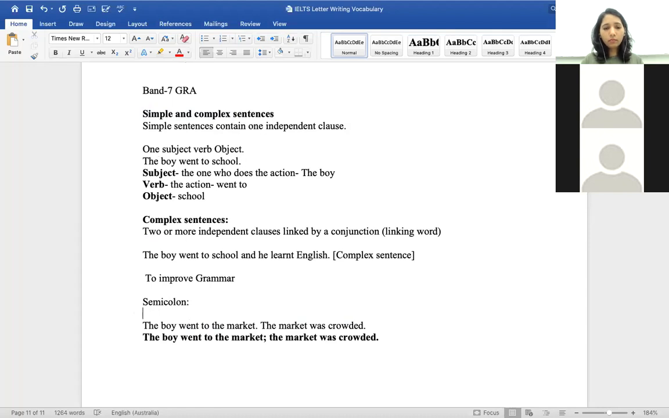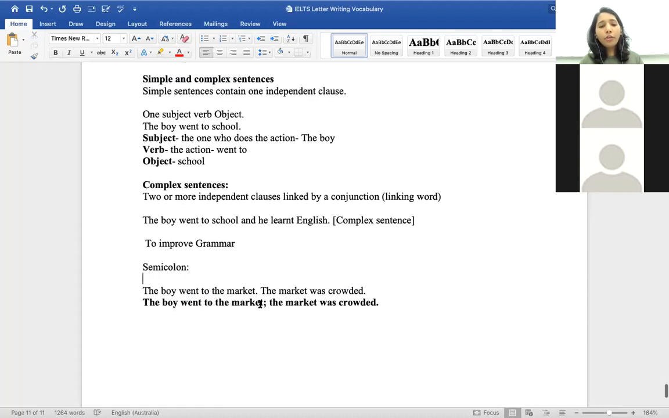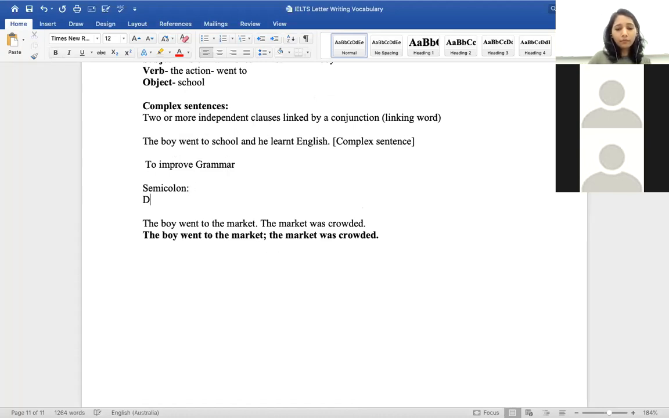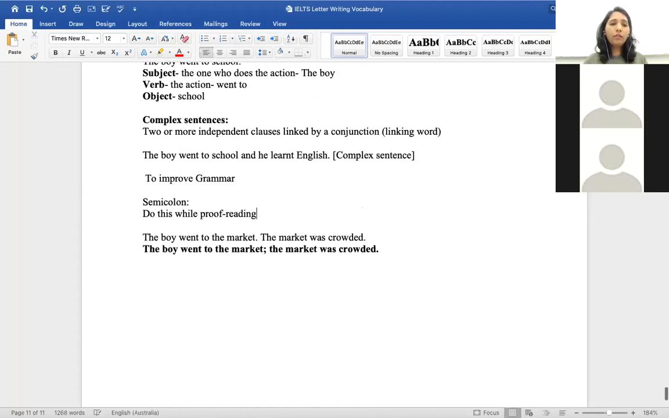Okay. So when you're reading through your essay or your letter, and you see there are two simple sentences with a full stop in between, what you do is, instead of putting it like this, you immediately remove the full stop and the capitalization and you just put a semicolon. Okay. That's all you have to do. That's all. So use this when proofreading. All good? Yes. Okay.